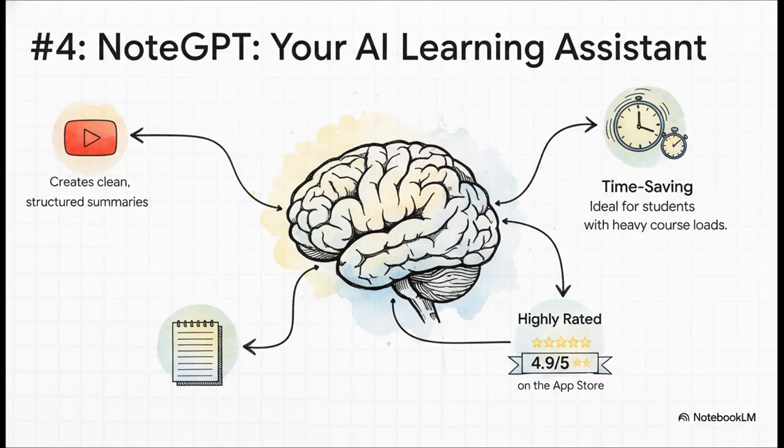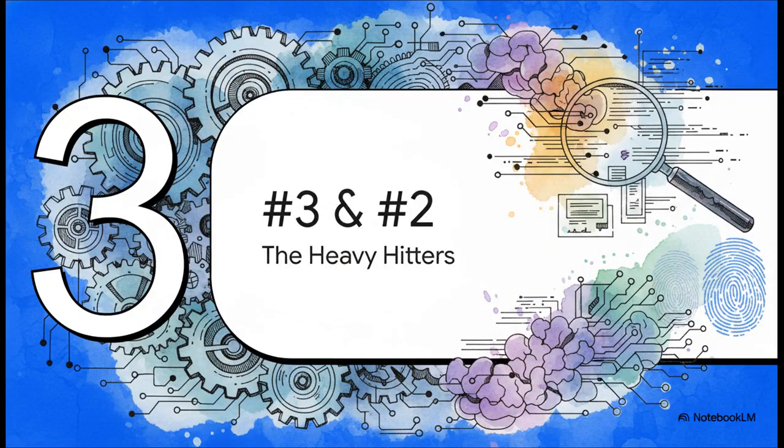Now, our number 4 pick, NoteGPT, offers something completely different. This thing isn't just a detector, it's a full-on AI learning assistant, which is awesome for students and researchers. Sure, it has an AI detector built in, but its real power is all the other stuff it does, like summarizing YouTube videos or generating mind maps. It's less about catching cheating and way more about helping you study smarter while staying on the right side of academic honesty. All right, let's move up the list to the real heavy hitters.